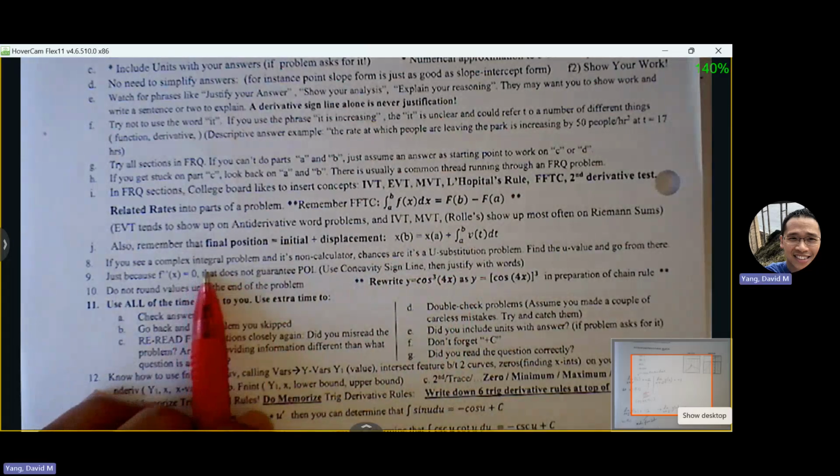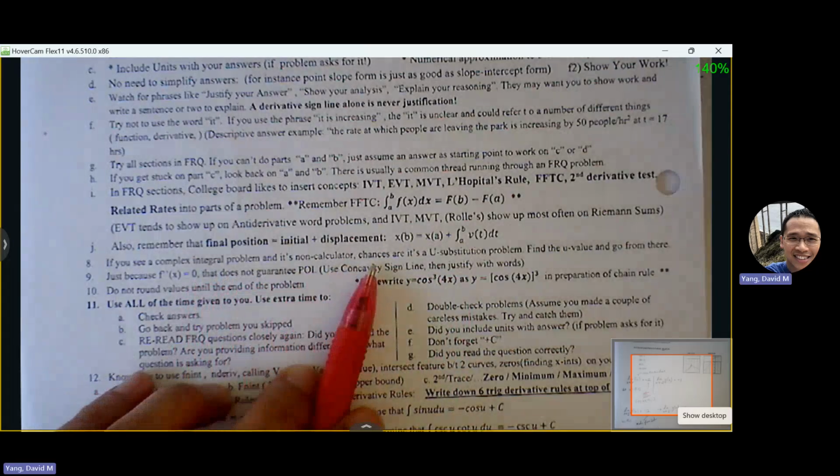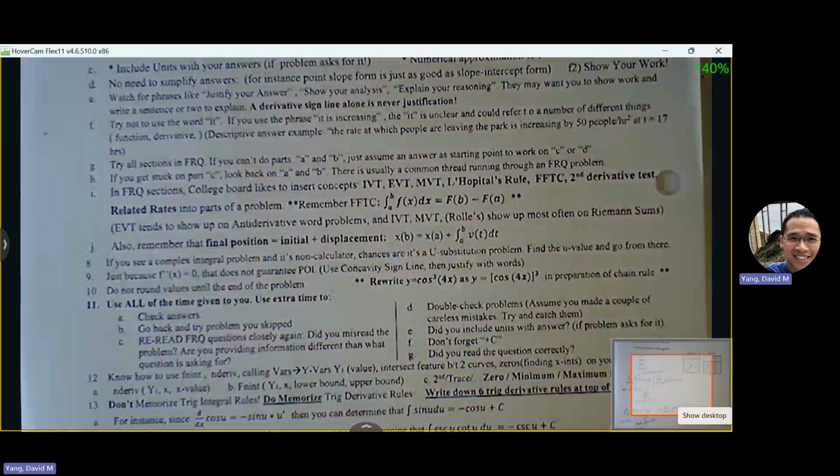If you see a complex integral problem, chances are it's going to be U substitution. So, even something in function notation, a lot of times you see parentheses and the power rule doesn't work, then you should consider U substitution. If you see parentheses in a derivative problem, chances are it's going to be a chain rule problem.